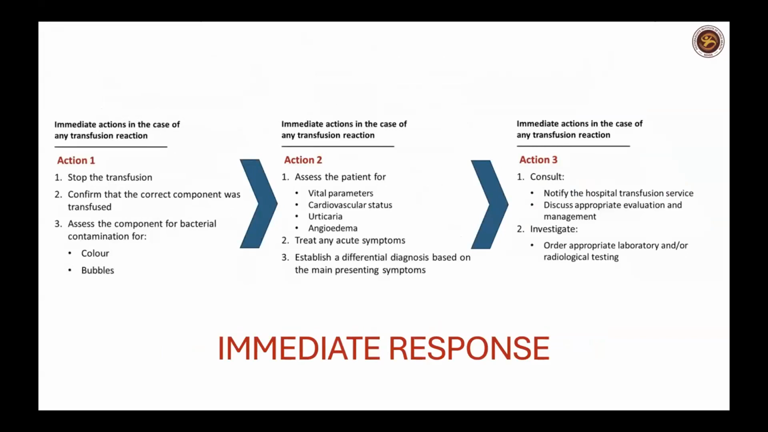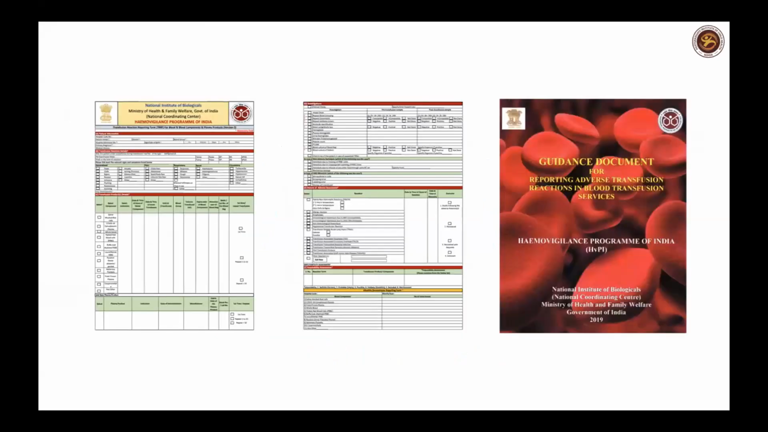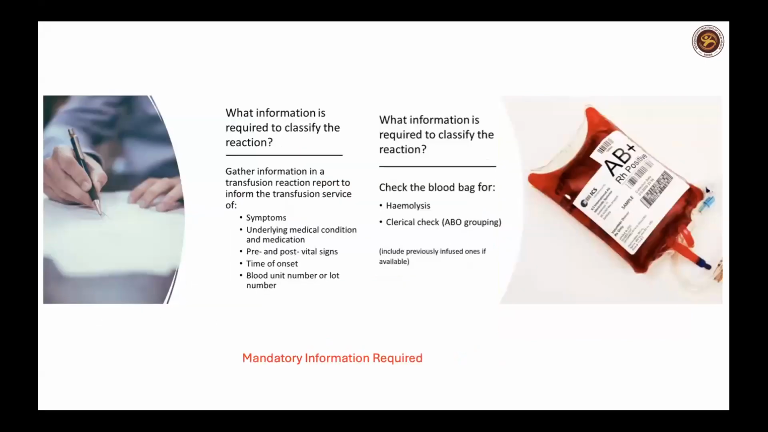One should check the component for any bacterial contamination, that is change of color or rise of bubbles. They should assess the change in vitals, cardiovascular status, urticaria, angioedema, treat the acute symptoms, consult the hospital transfusion services, and send out the labs which are required. This is a very good template of how a transfusion reaction should be worked up and reported, by the National Hemovigilance Program of India, which gives us a step-by-step guideline on what we need to do to diagnose and to report a transfusion reaction.